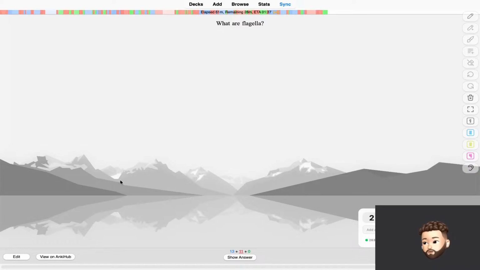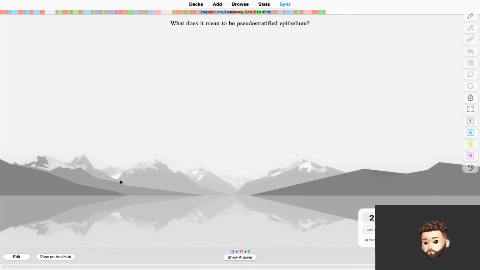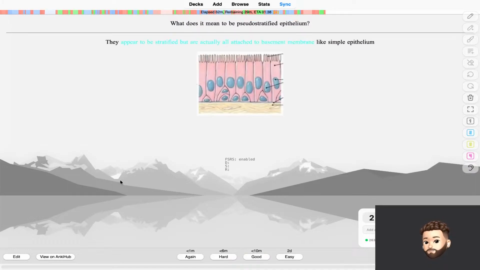What are flagella? They're structures involved in cell motility, accomplished by spinning and flailing, creating the force necessary for movement. Pseudostratified means that it looks like it's multiple layers, but it's not.